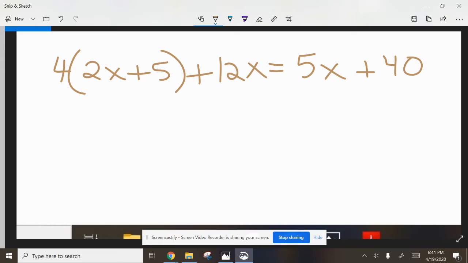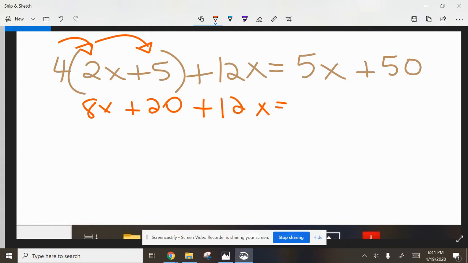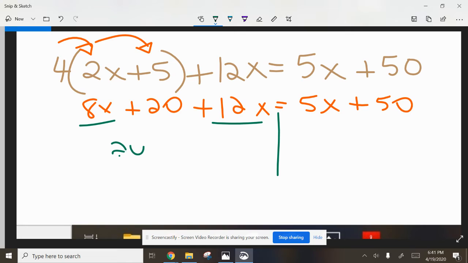All right, let's see if this is gonna work. Actually, hold on, let me scratch that out a little bit. This is gonna be plus 50, okay? Now, as I look at this problem, you should know what is your first step. And it's gonna be to distribute: 8x plus 20 plus 12x. I'm just gonna rewrite the rest of the problem. All right, then from there, like terms, 20, oops, I can write that nicer. 20x plus 20 equals 5x plus 50.